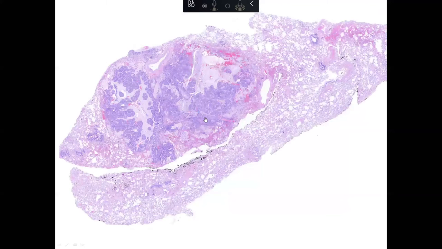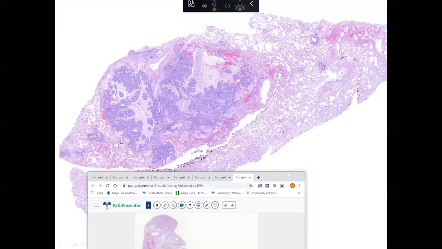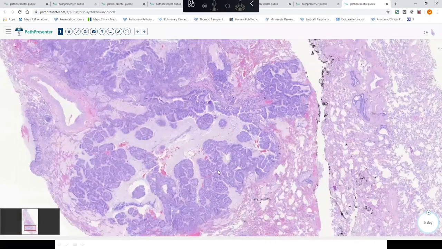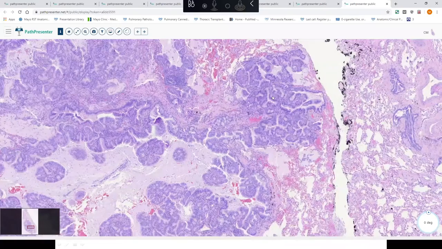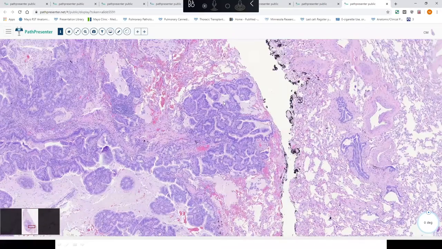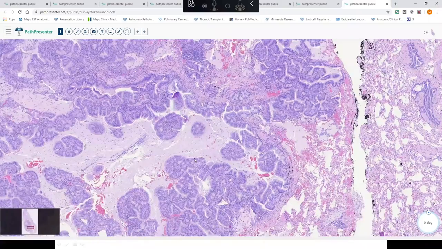Great, so good job. Here's our next case. You can see at low power, you have this kind of unencapsulated mass. It looks like it has some cystically dilated spaces, maybe some mucin here as well. So it's kind of well circumscribed, but it's not really encapsulated. And you kind of see it's moving out into these areas as well.